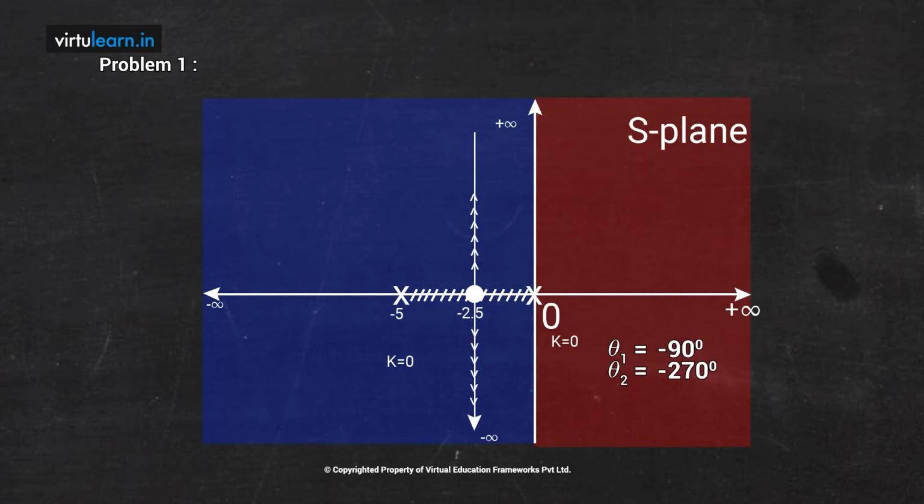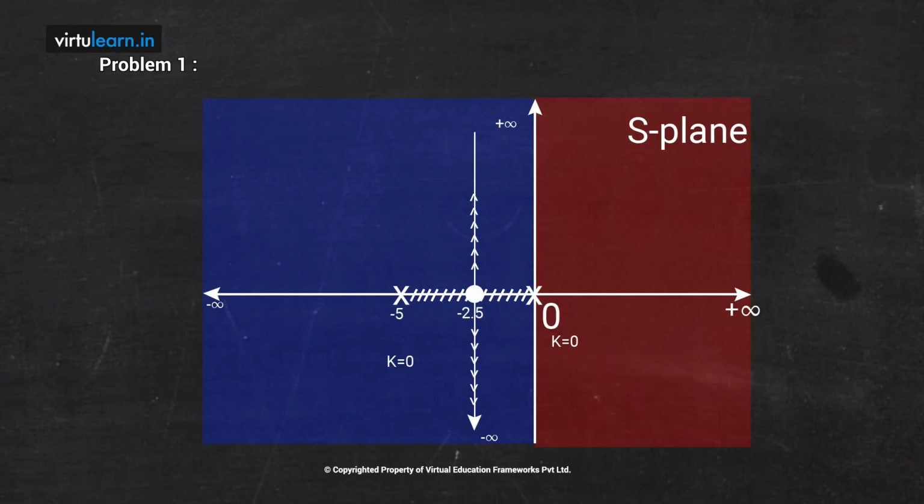Therefore from the centroid draw one straight line, that is A1, which is nothing but your asymptote 1. Similarly 270 degrees is here, and this is A2. So we have A1 and A2, which are asymptotes, and the centroid. This information is now available to us. So next we are going to calculate the break point.